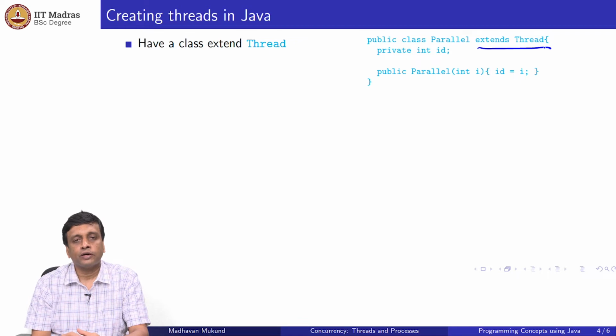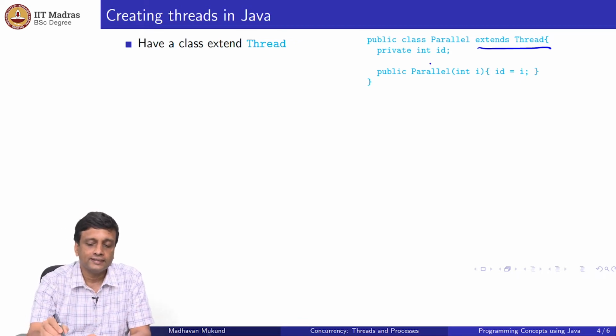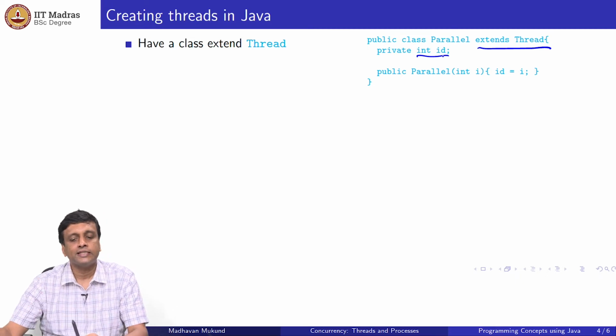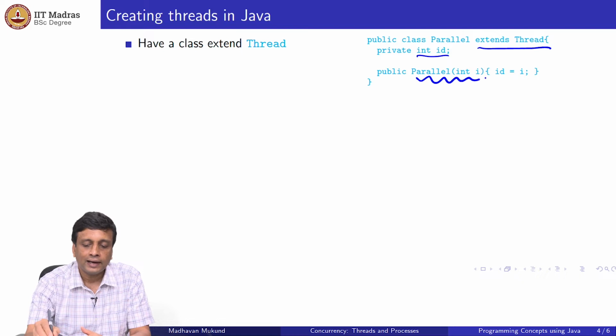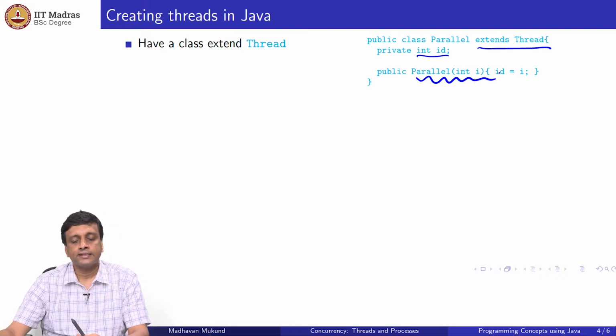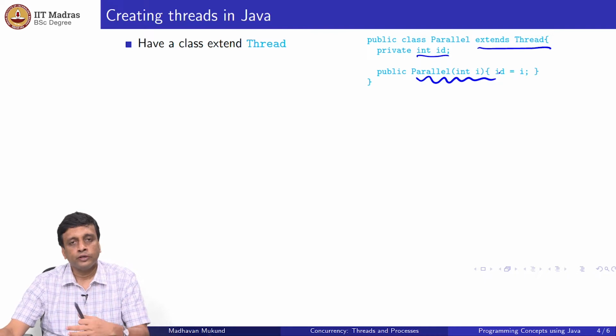So here, for instance, we are going to create a bunch of threads, and the only thing that we will know about these threads is some integer ID so that we can distinguish them from each other. So when you set up an object of this parallel class, the constructor just sets the ID to be the value that you give it.